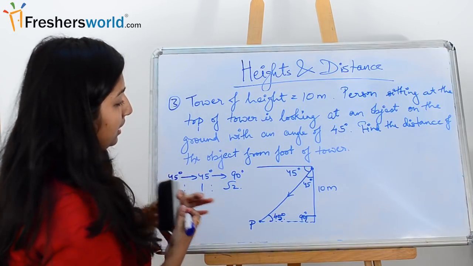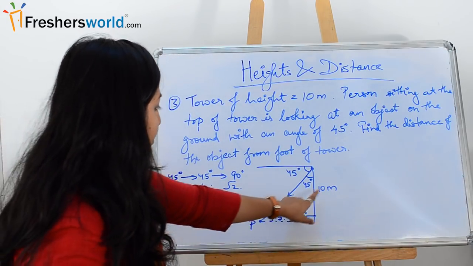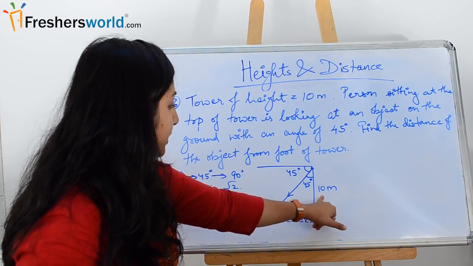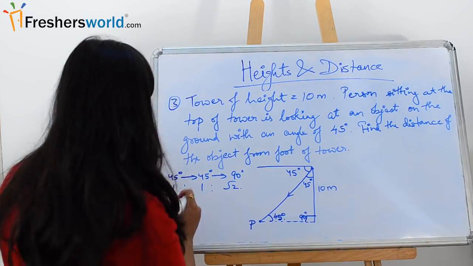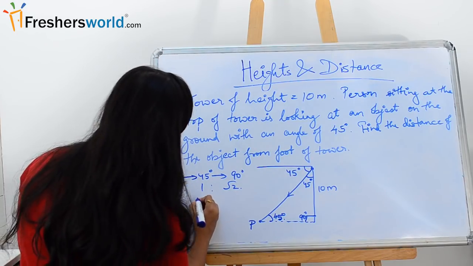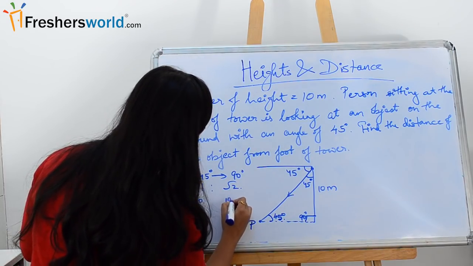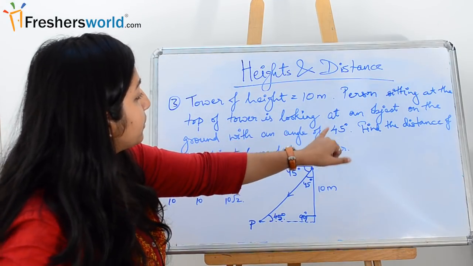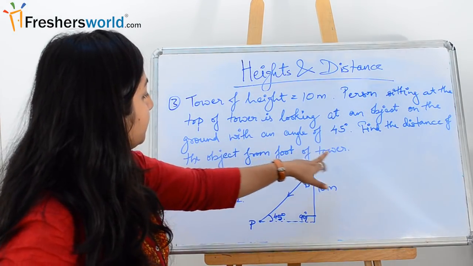which is 1:1:√2. Now using this value, you see this 45 degree angle, the side opposite to 45 degree is 10. We place here 10, then this will again be 10 and this will be 10√2. And what was the question here? The question was find the distance of the object from the foot of the tower.